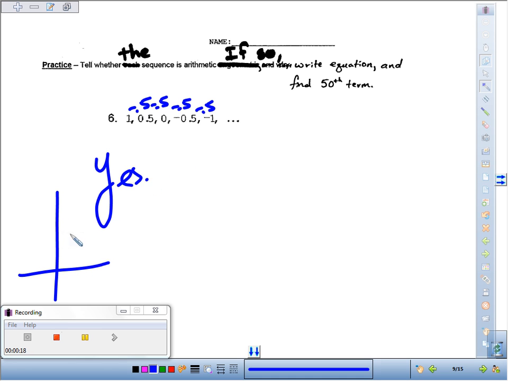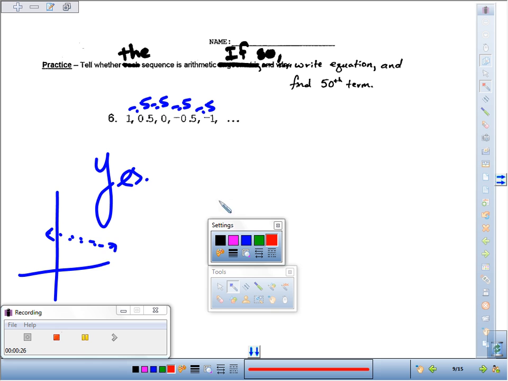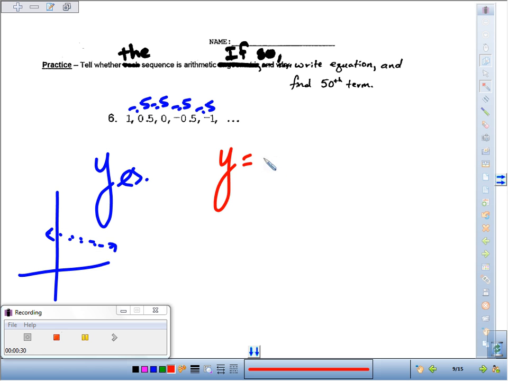It's as if we were going over 1, down a half, over 1, down a half, over 1, down a half. And that's kind of like our slope, too. Slope is how much we go up or down every time we go over 1 on a graph. So we could start our equation. Since it goes down a half every time, we could say negative 1/2 x.